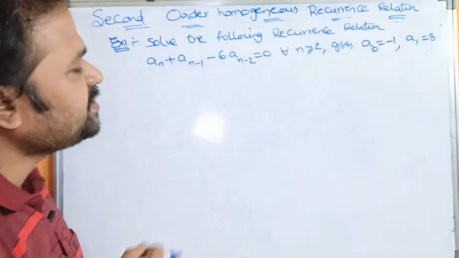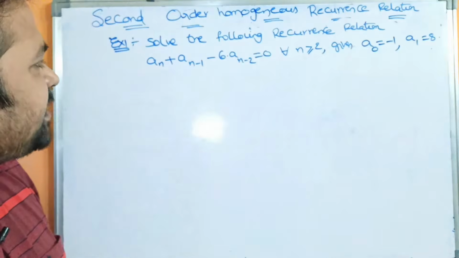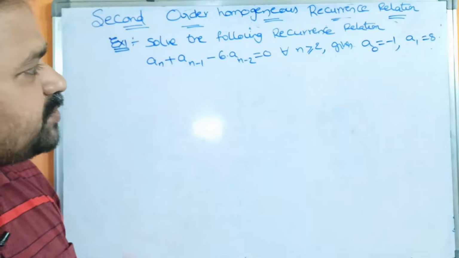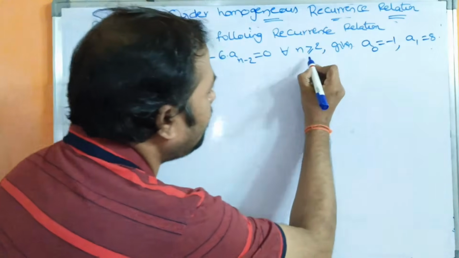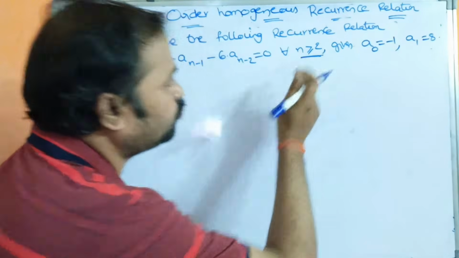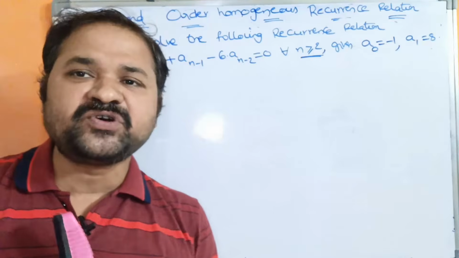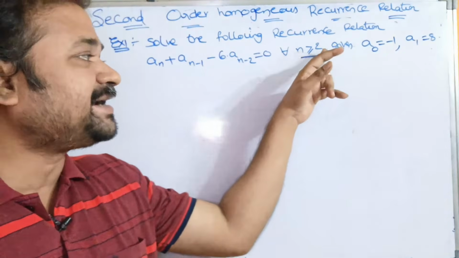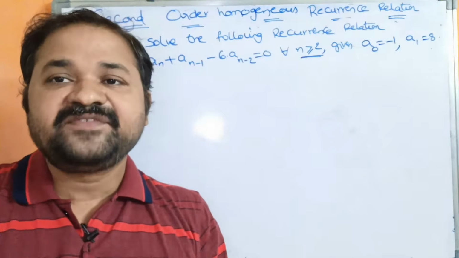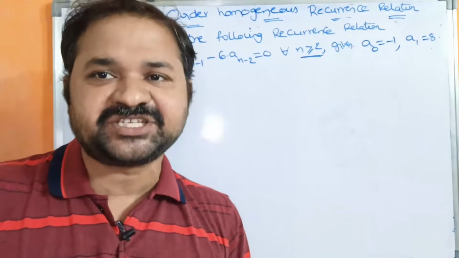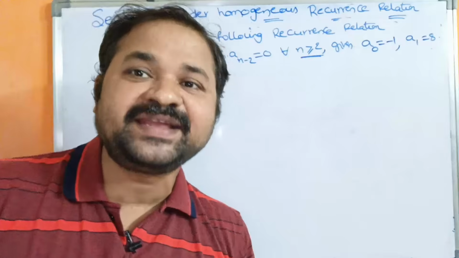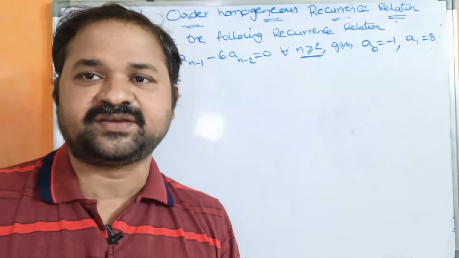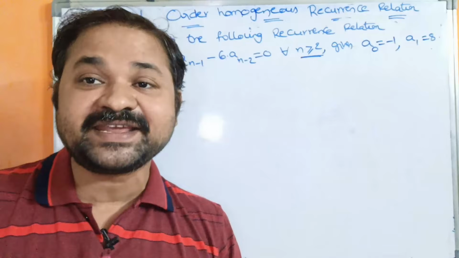Solve the following recurrence relation: an plus an minus 1 minus 6an minus 2 is equal to 0 for all n greater than or equal to 2. Second order homogeneous recurrence relation means n value should be greater than or equal to 2. If it is third order, then n should be greater than or equal to 3. If it is first order, then n should be greater than or equal to 1.